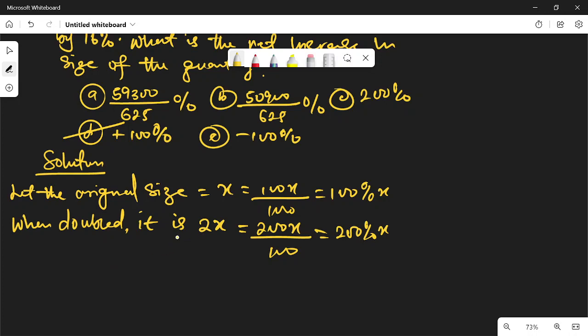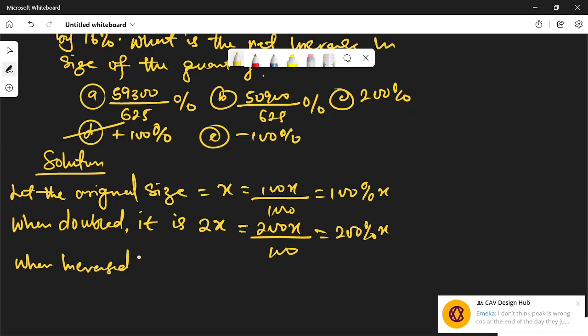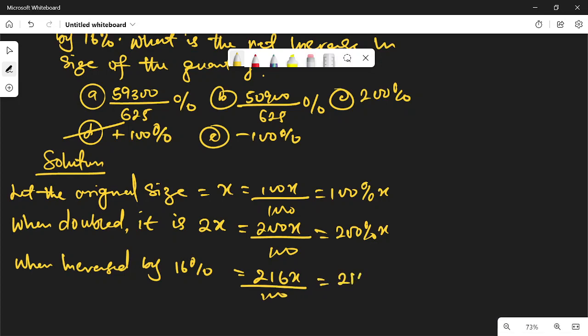Alright? So when increased by 16%, that will become 216x all over 100, which is the same thing as saying 216% of x.